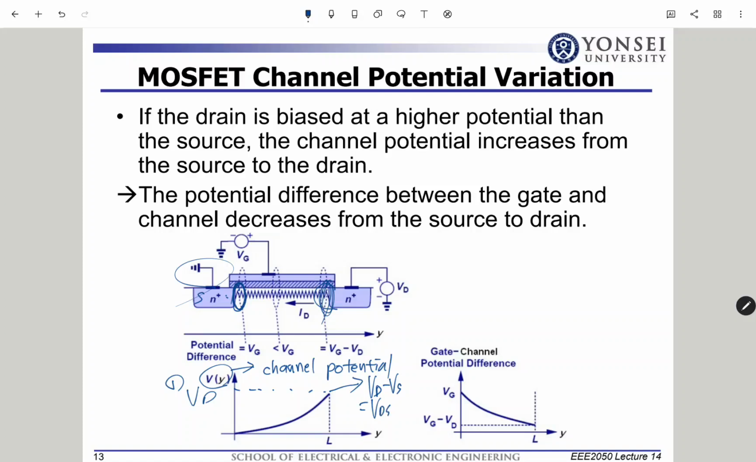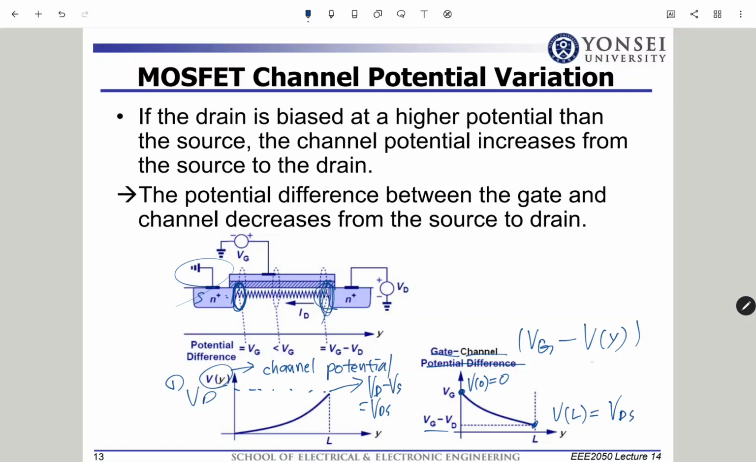Sounds good. Now, let us calculate the gate channel potential difference. So what is this? VG minus V of Y. At this point here, since V of Y is equal to 0, what about here? Of course, V of L is equal to VDS. Is that right?